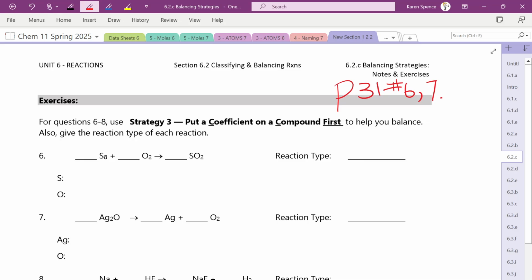All you do is you go ahead and set it in. Sulfur is S8.